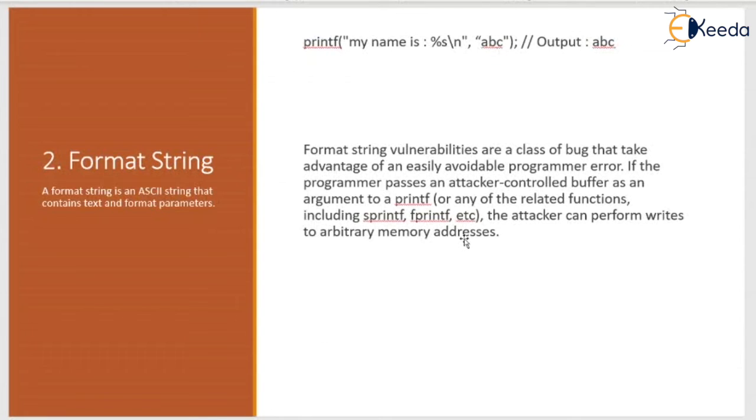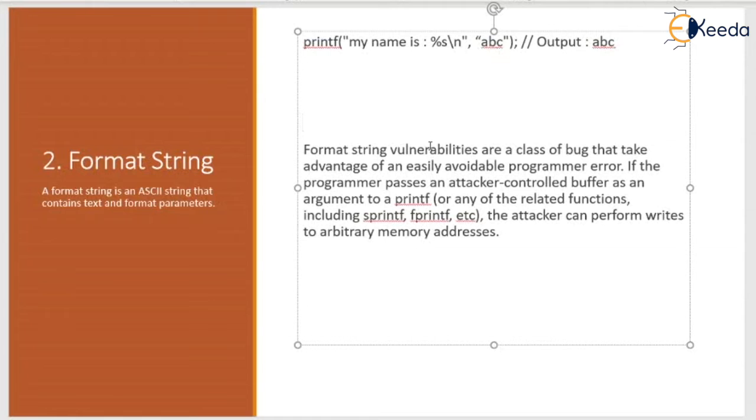So basically, a format string is an ASCII string that contains text and format parameters. So this is the format parameter and the text. Everyone might be aware of the C language, and this is the basic statement to print out any data in the C language. Suppose you want to print the name on the console. You write this statement printf, which is a library function in C. My aim is %s. So %s stands for string, and ABC will give you an output ABC on the console.